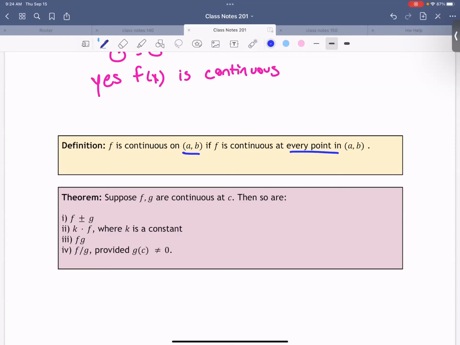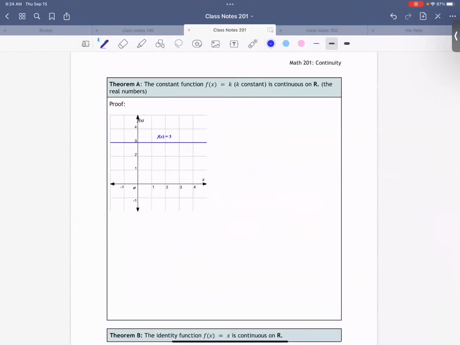Okay. We also have a theorem that's kind of important, but pretty obvious. If we have 2 continuous functions, then if we add them together, we're still continuous. If we multiply by a constant, still continuous. If we multiply 2 continuous functions together, still continuous. And if we divide them, we're still continuous, but we also have to make sure that the denominator isn't 0 at any point, okay? All right, so we'll come back to that in a little bit.